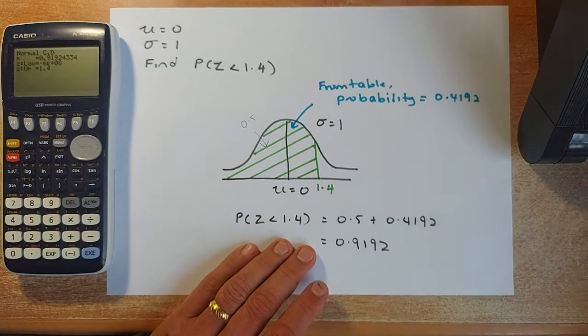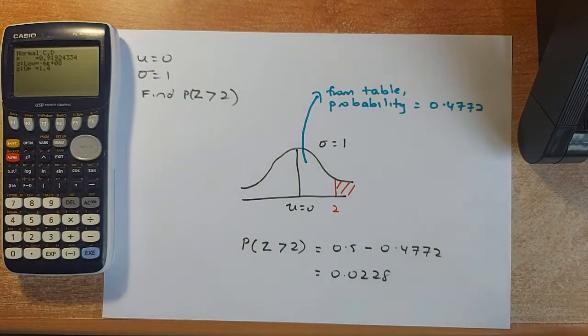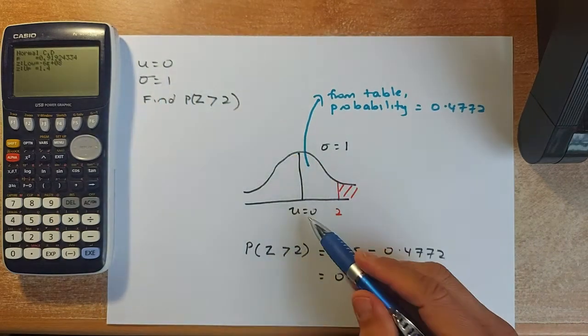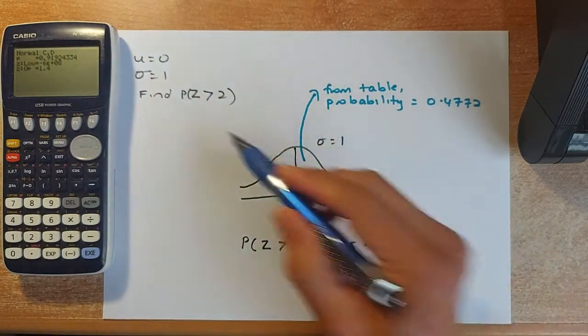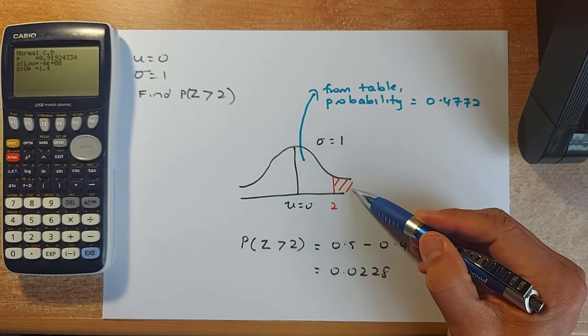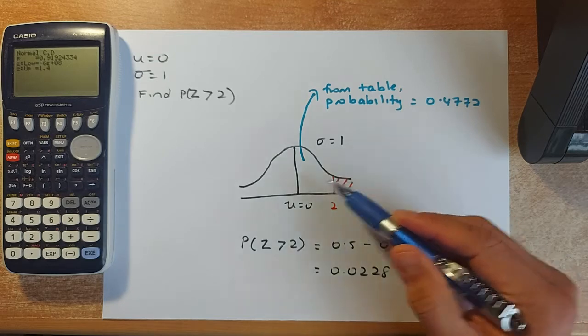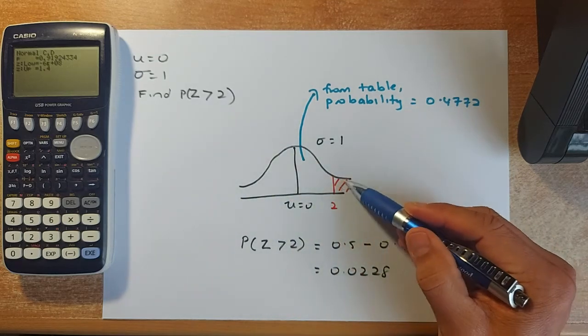Okay, so let's look at the second example. The same example now, with a different area. Mean is 0, standard deviation is 1, find the value of Z greater than 2. So 2 is here, greater than 2 is here. Now we need to first draw the diagram, and you're looking at this area.